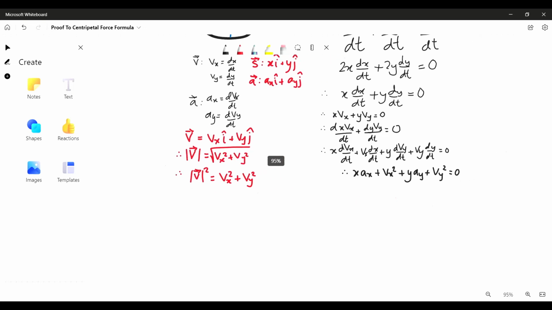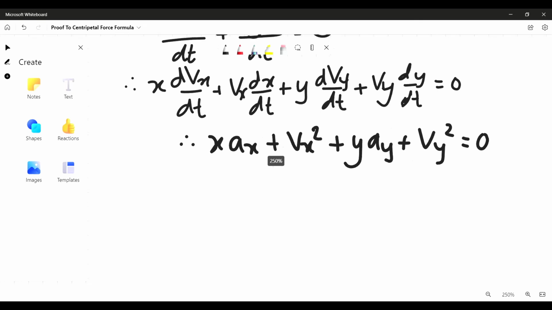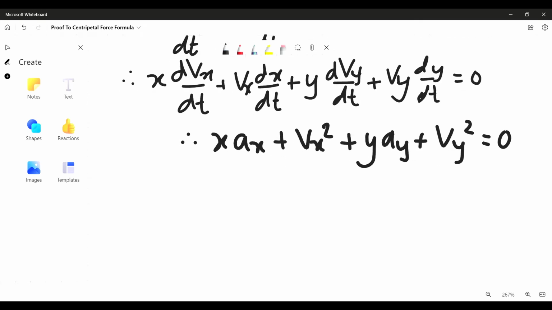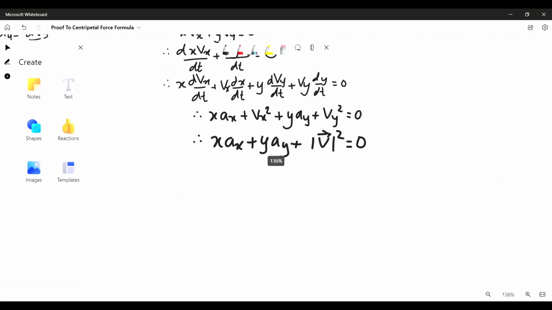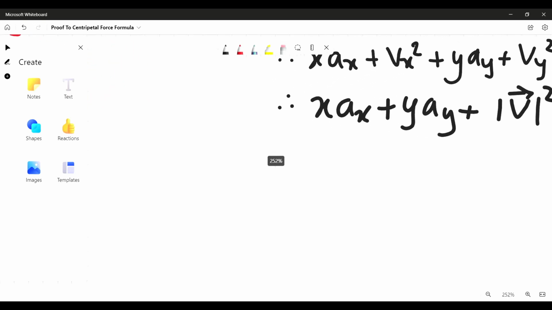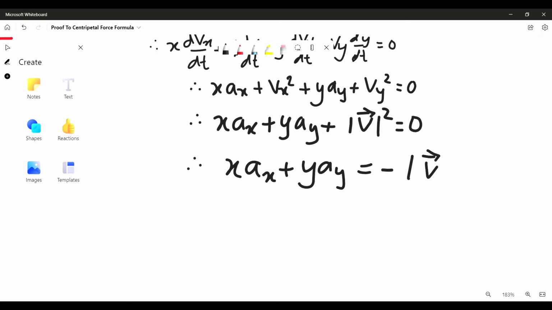And this is important, because now we can express our expression here as x times ax plus y times ay plus the magnitude of velocity squared equal to 0. We're almost there. So now here's one more trick. Let's just move this to the other side to keep it simple. x ax plus y ay is equal to minus v squared.